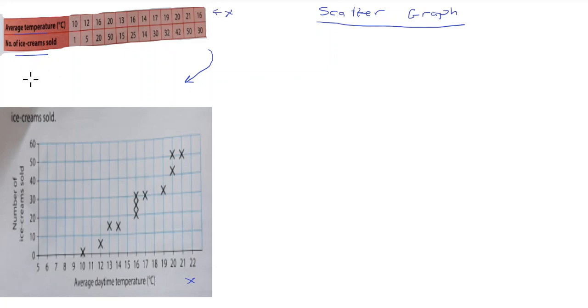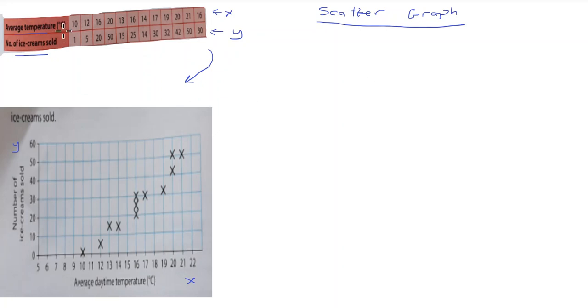Then you have the number of ice creams sold. Again, this is what's known as the y-axis. So you have the x-axis along the horizontal axis and the y-axis, which is the vertical axis. So the data that you have on the y-axis is the actual numbers of ice creams sold.